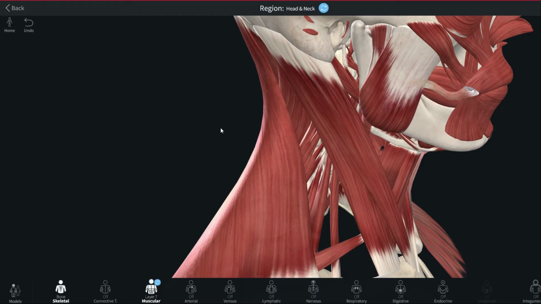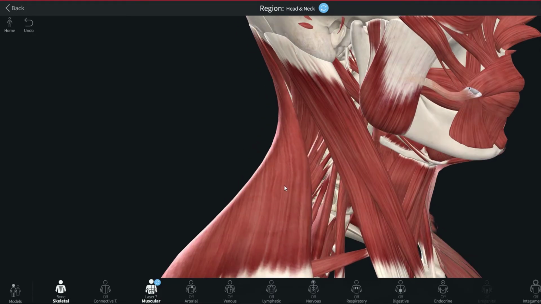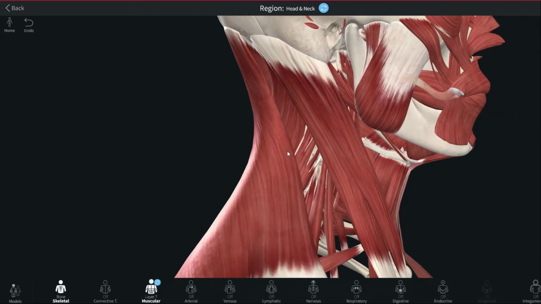So semispinalis capitis, splenius capitis, levator scapulae, right? Then we will have scalenus medius, and then sometimes we have the first digitation of serratus anterior. These are essentially what constitute the floor of the posterior triangle.